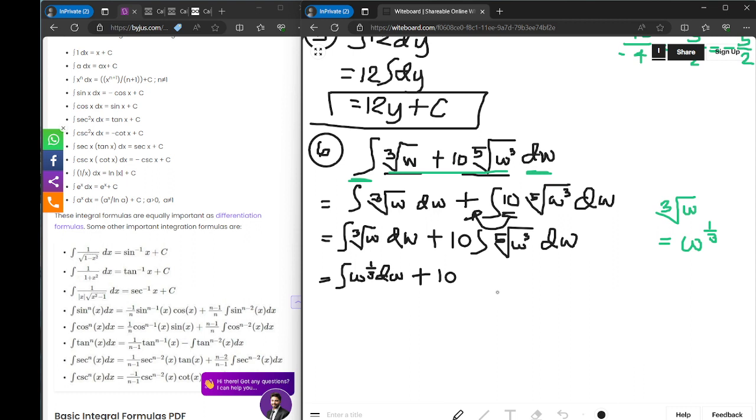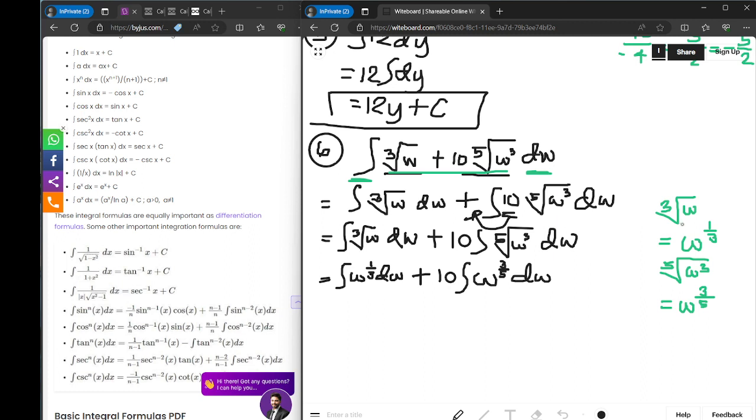now we have here fifth root of w cubed. So how do we write it? Again, when we have radical sign, that means our exponent is in fraction. So fifth root of w cubed will be equal to w raised to 3 over 5. So this is now the form. So this is raised to 3 over 5 dw.